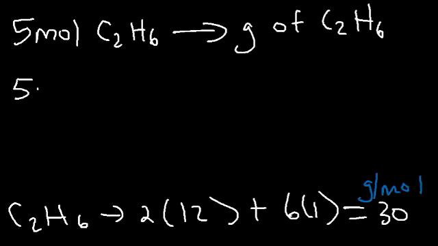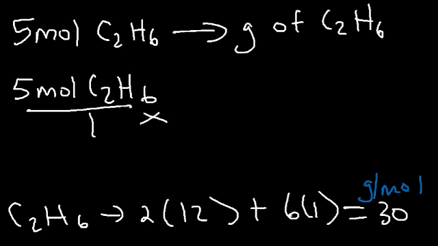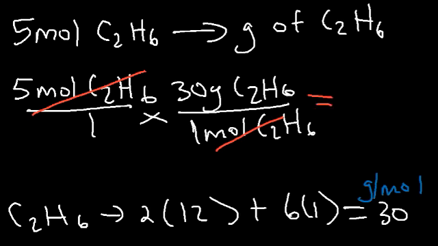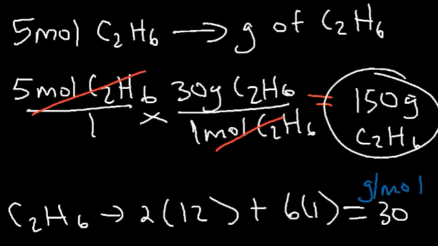So let's start with 5 moles of ethane. Let's convert it to grams. So there's 30 grams of ethane per 1 mole of ethane. Therefore, the unit moles of ethane will cancel, and so it's 5 times 30. We know 5 times 3 is 15, so 5 times 30 is 150. You got to add the 0. So we have 150 grams of ethane. So that's how you can convert from moles to grams using molar mass.